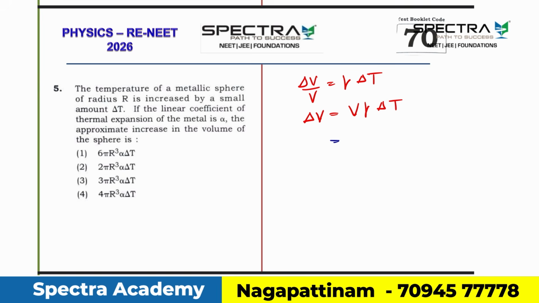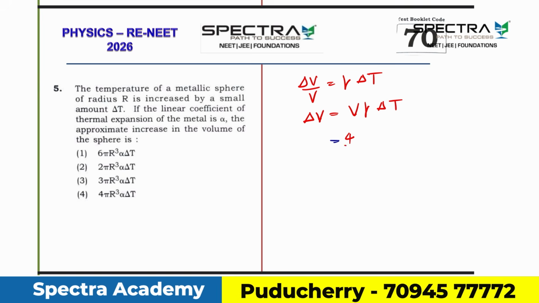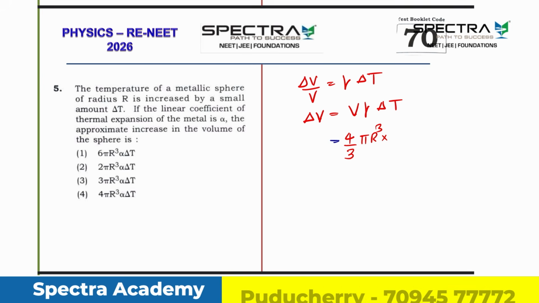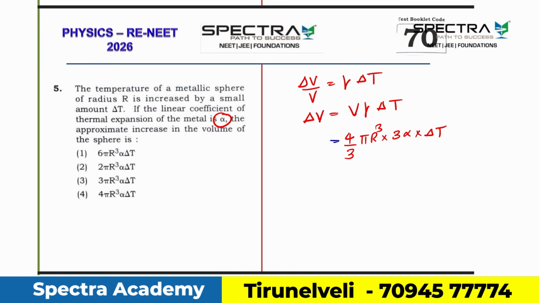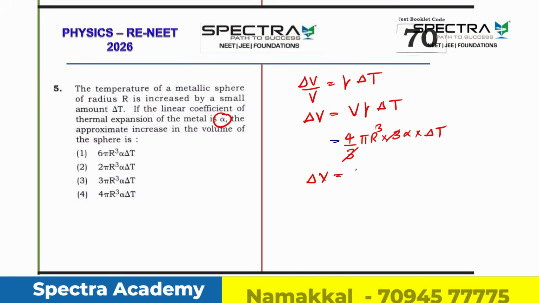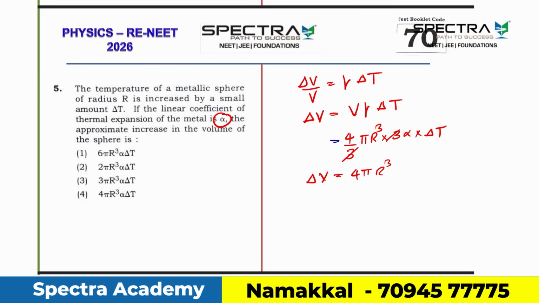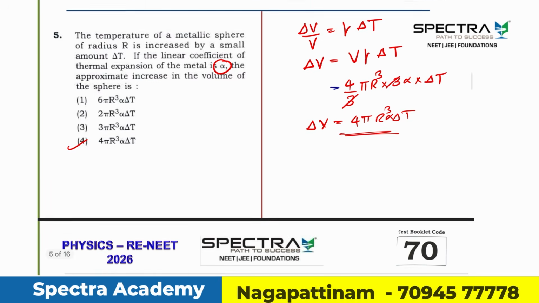So what is the volume of a sphere, students? 4 by 3 pi r cube. Gamma is not given, but in the question we need alpha terms. So gamma is equal to 3 alpha, into delta T. So you got the answer. 3 gets cancelled. Therefore delta V is equal to 4 pi r cube alpha delta T. Fourth option will be the right answer. Fourth option. Next question.